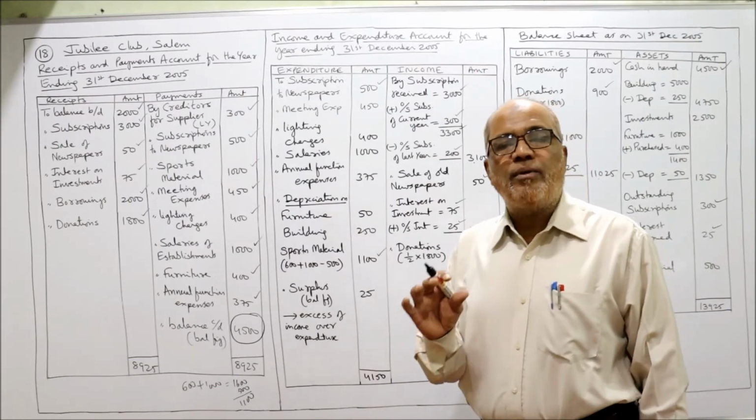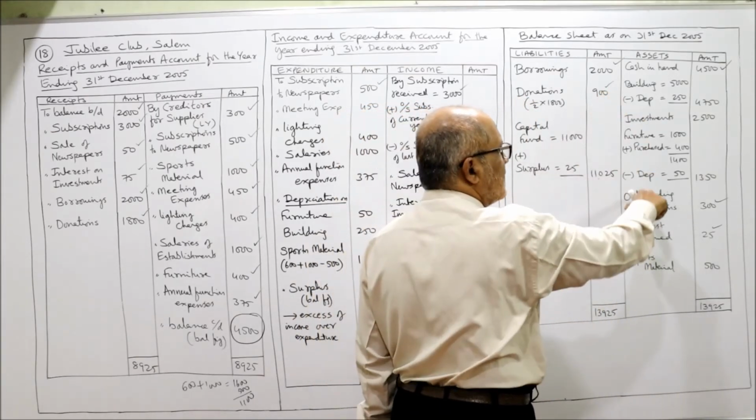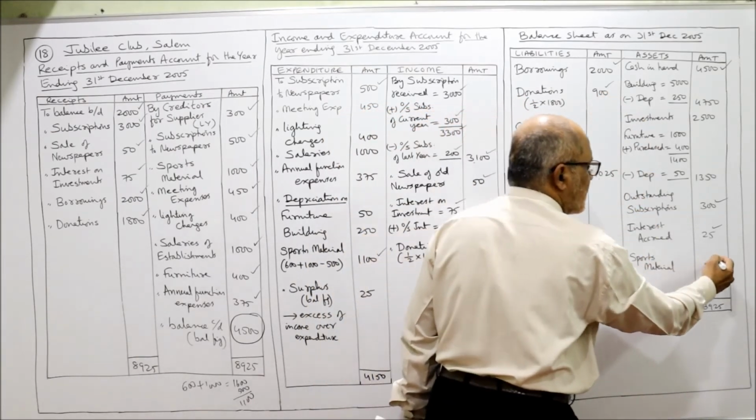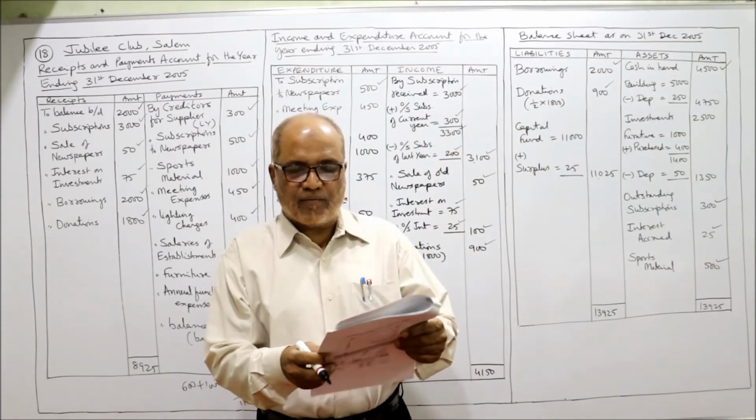And at the end of the year, how much is the sports material? 500. That 500 will be taken on the asset side. Here you can see sports material 500. 500 rupees sports material at the end of the year.